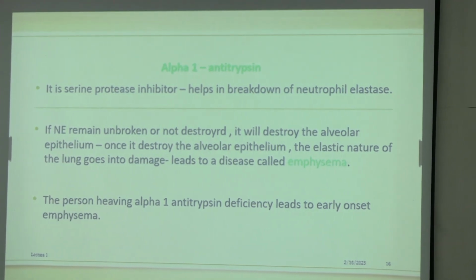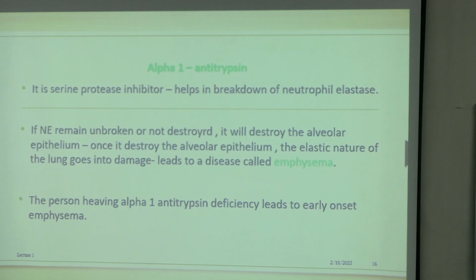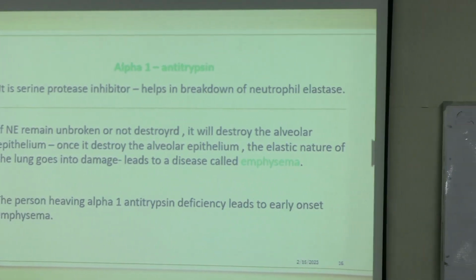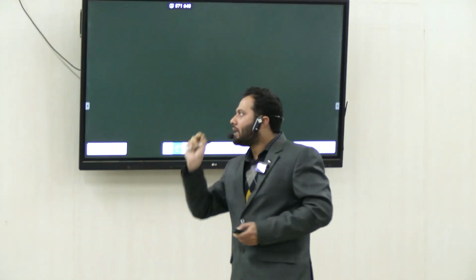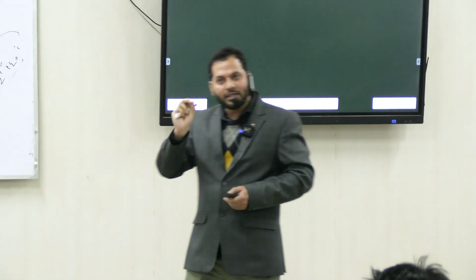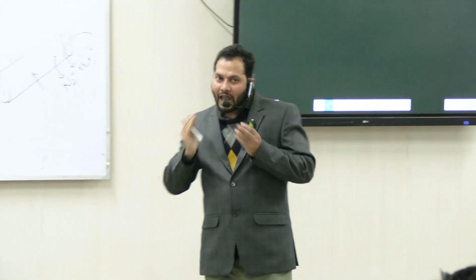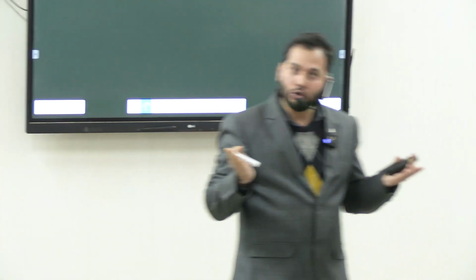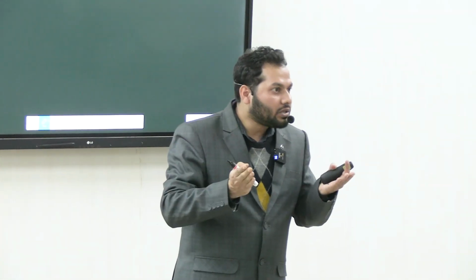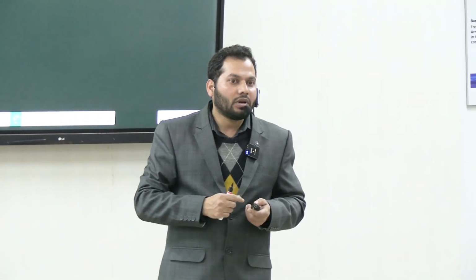So I hope these slides are clear to you. Alpha-1 antitrypsin is an important protein synthesized by type 2 pneumocytes, and it acts as a protease inhibitor that helps in the breakdown of neutrophil elastase. Neutrophil elastase is synthesized by neutrophils during inflammation. If any remains unbroken, it leads to the development of emphysema.